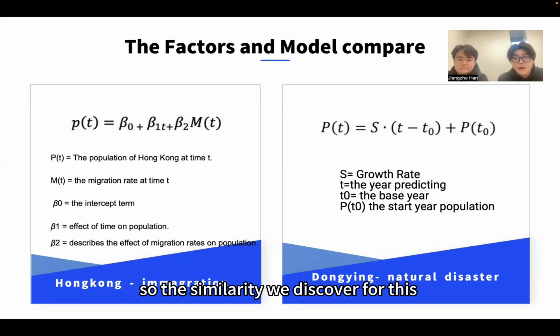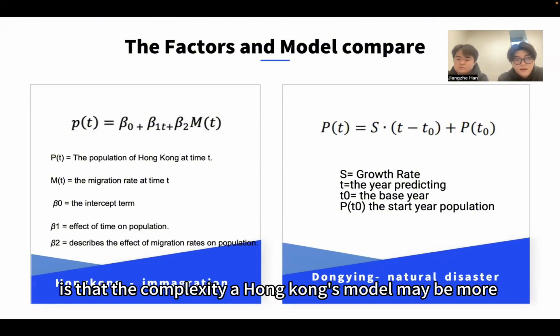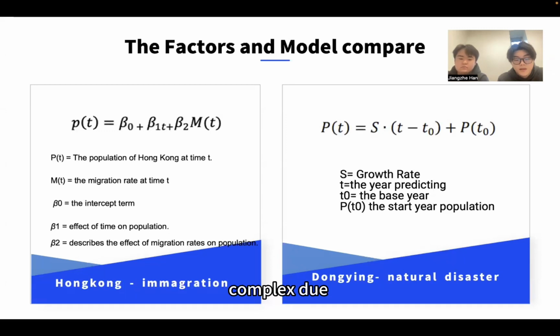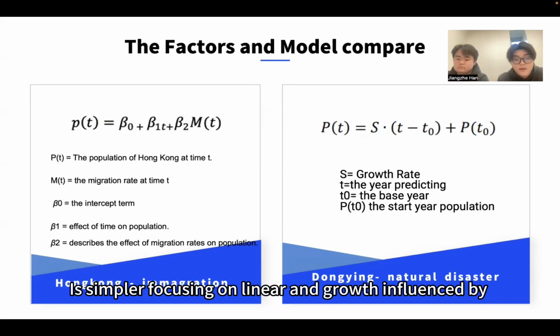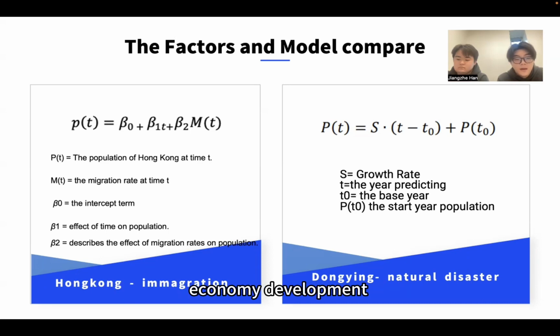So the similarity we discover for those two models is that both models make a prediction based on the same timeline, and both models are using a linear function to predict the future population. The difference we find is the complexity. Hong Kong's model may be more complex due to its diverse population dynamics, whereas Dongying's model is simpler, focused on linear growth influenced by economic development. And Dongying's model had a steadier PT, which could prevent growth stagnation caused by natural disaster from affecting the result by choosing different study years.